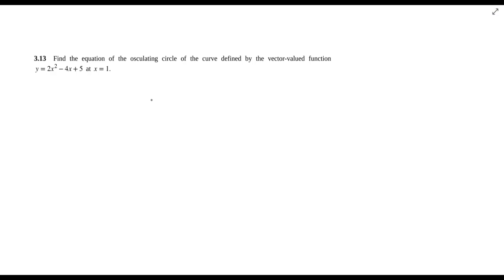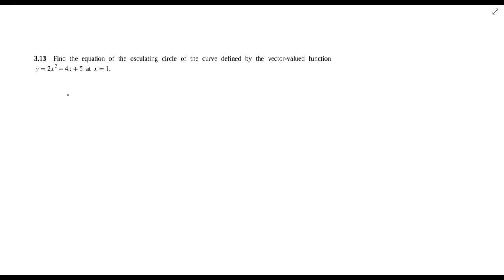We have an example in which we have been asked to find the equation of the osculating circle of the curve defined by y at the point x equal to 1. To find the osculating circle, we have to know what it is. The osculating circle is a circle whose radius is the inverse of the curvature of the function.